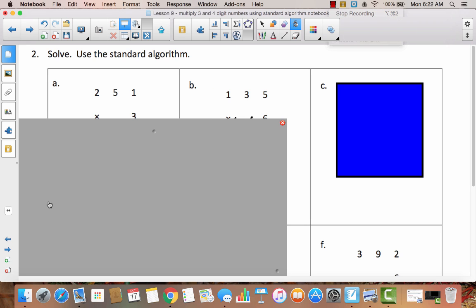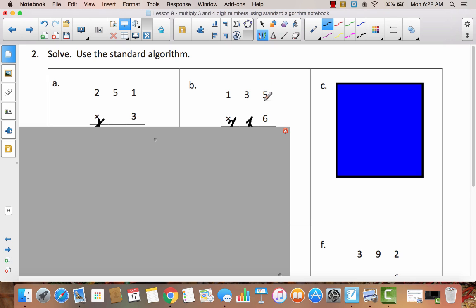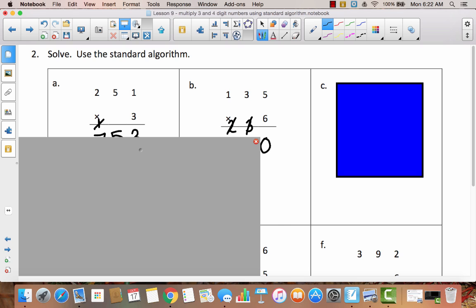Okay, so hopefully you tried to do B all by yourself. Let's take a look at the ones place. So I've got 5 ones times 6, which is equal to 30. So I've got 0 in the ones place, and then you can see right here that I carried my 3 tens to make 30. Now I've got 3 tens times 6, which is equal to 18 tens. I took my 18 tens plus 3, which gave me 21 tens.